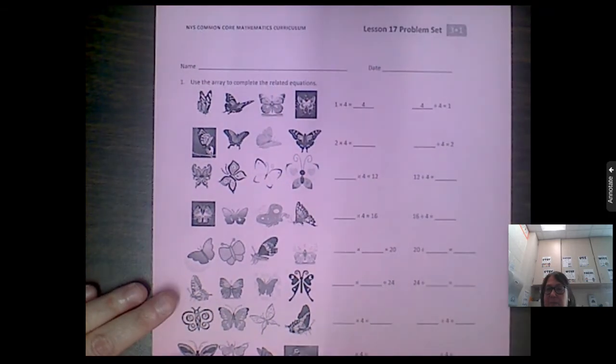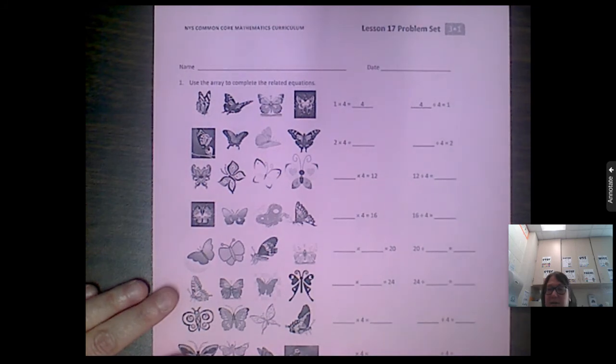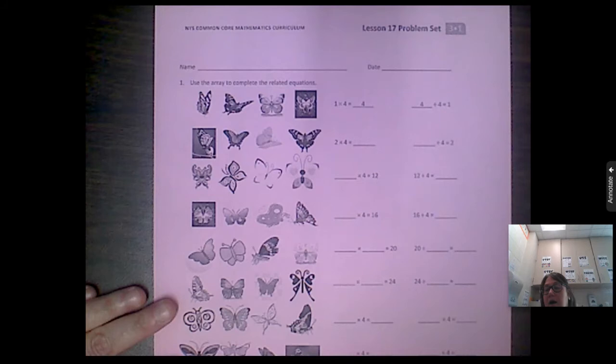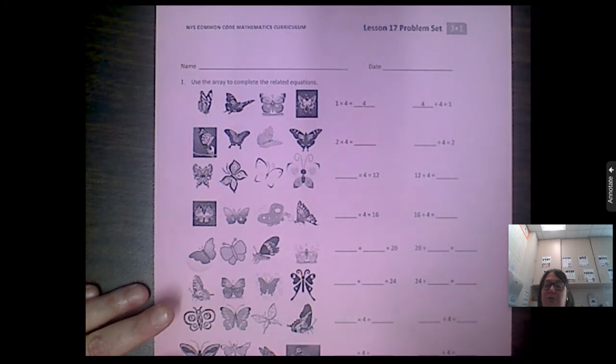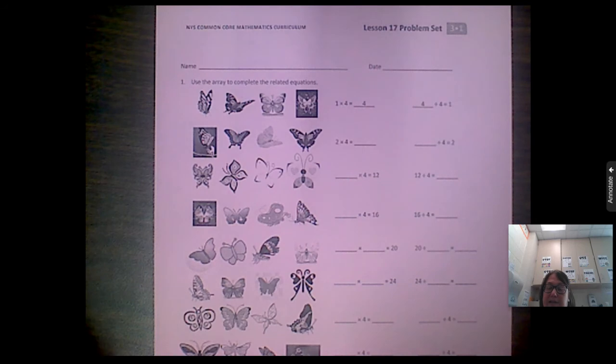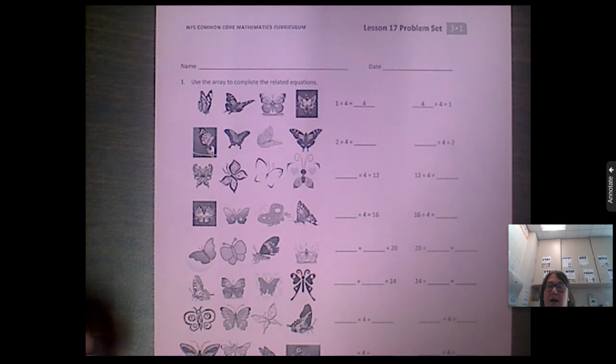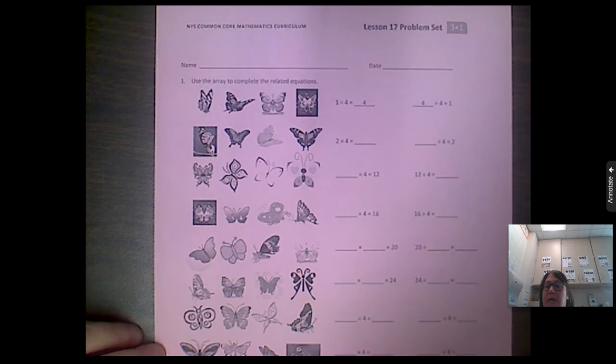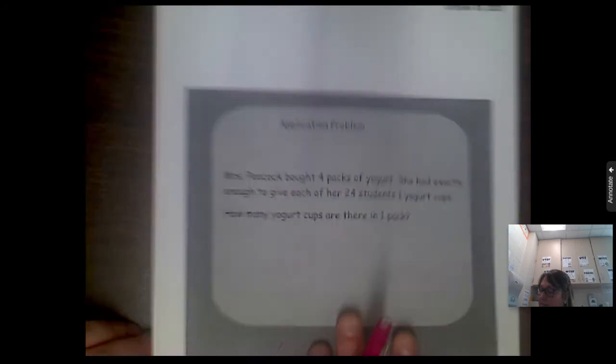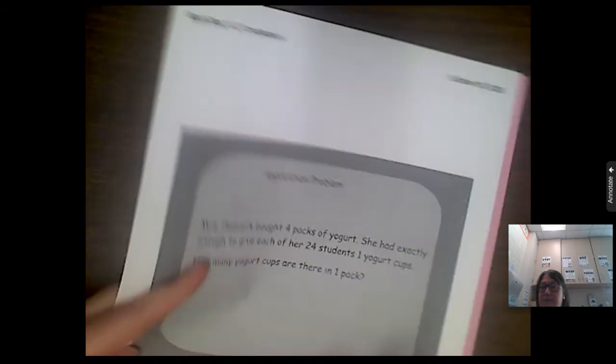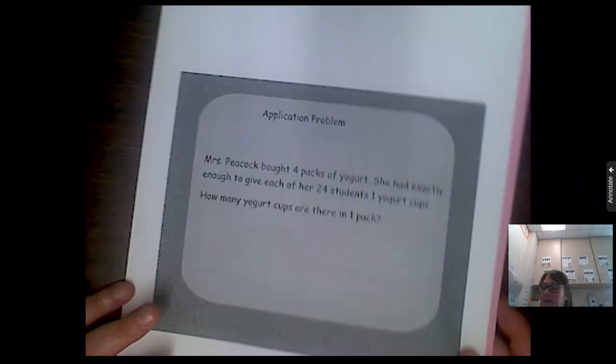Our pink problem set for lesson 17 is the butterfly page, and I'm going to give you a heads up. If you have not listened to your fours skip counting songs on YouTube, you should have the link for that. You're going to want to, because that will definitely help you. The fours YouTube skip counting song with the horse, that's a fun one. If you want to pause and listen to that and then come back, that would be good.